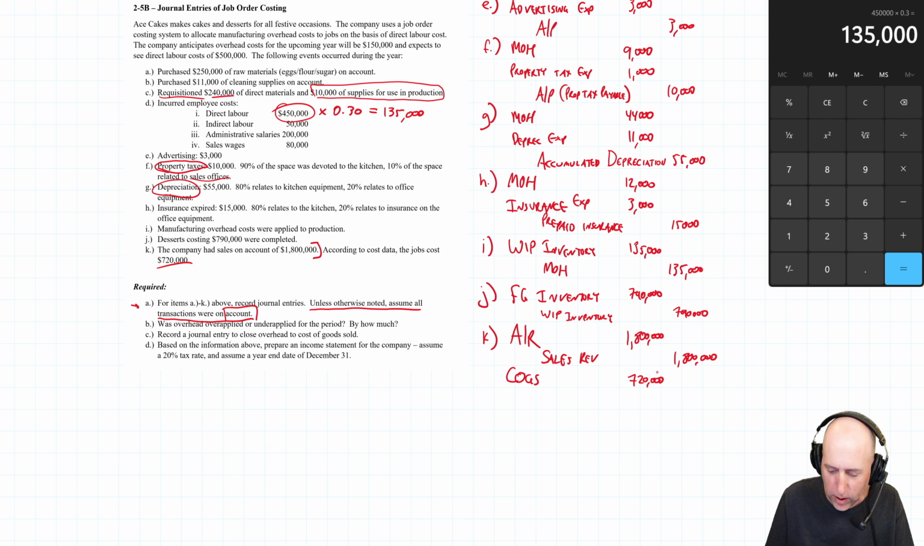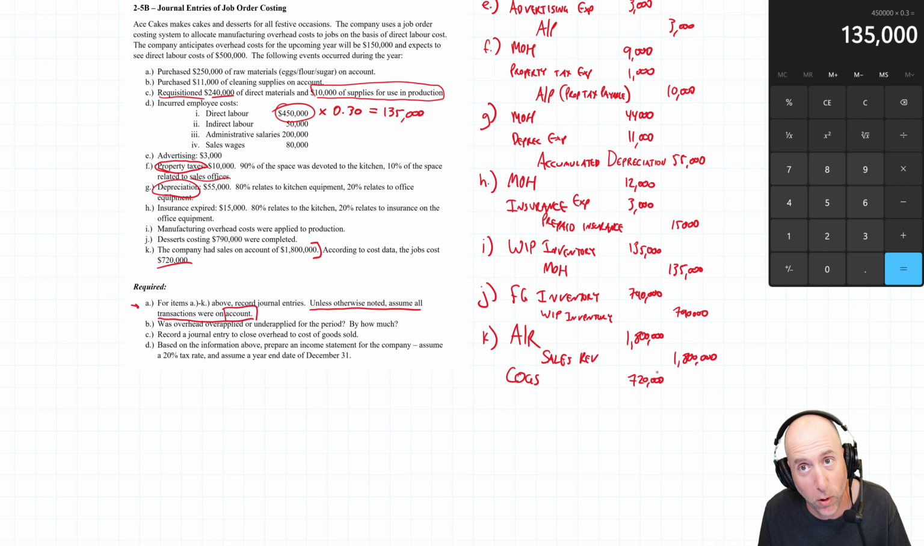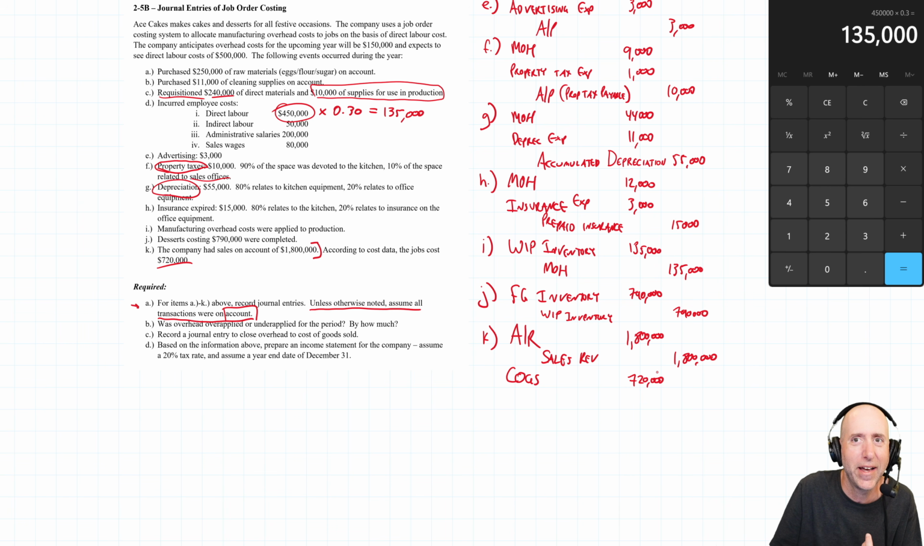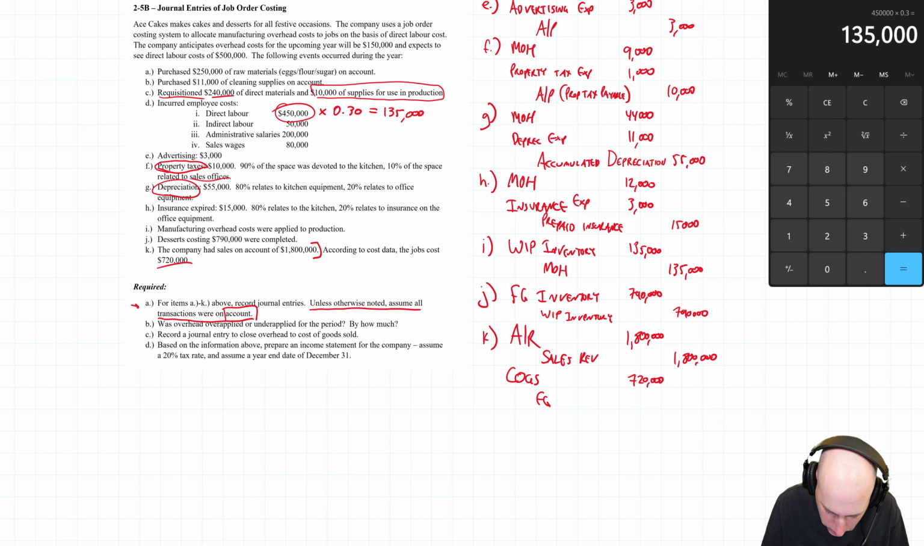And what do we credit? Well, whenever I debit COGS, I credit inventory typically. And in this case, we've got to be specific. We didn't credit raw materials. I didn't sell eggs and milk and sugar. I sold finished goods. So we credit finished goods inventory. That's the type of inventory we sell. We're only really in the business of selling finished goods here.